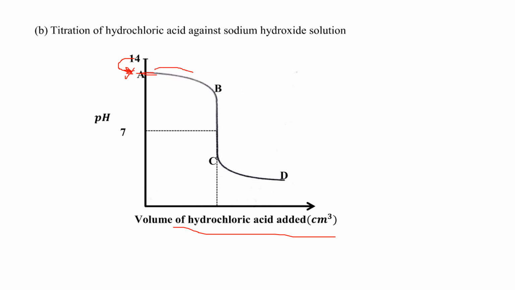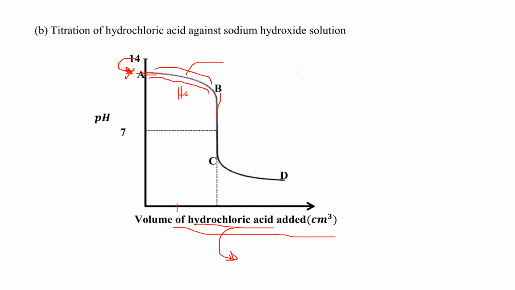So along AB, we are seeing pH gradually decreasing. Reason being, we have added a little volume of HCl, and this HCl has provided a few hydrogen ions. These few hydrogen ions react with some of the excess hydroxide ions that are present from sodium hydroxide, and therefore some of them are neutralized. So you find that the hydroxide ion concentration is decreasing. That's why the pH is gradually decreasing as we are adding in some hydrogen ions.